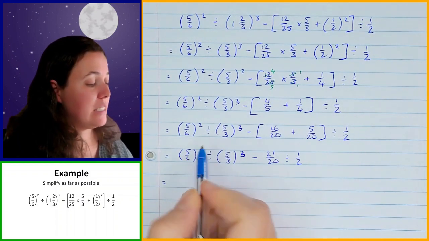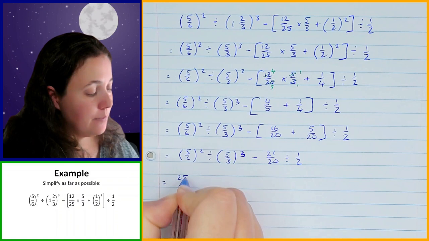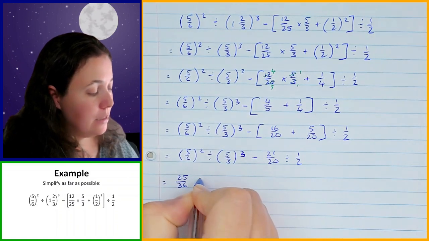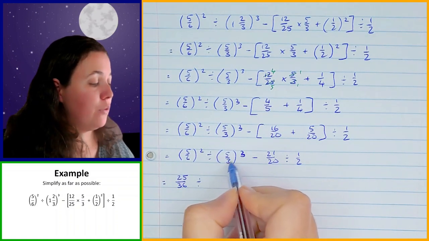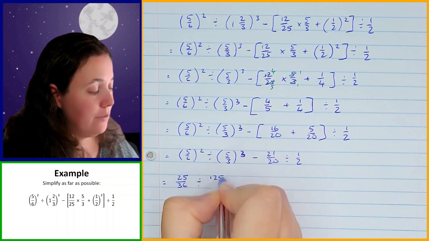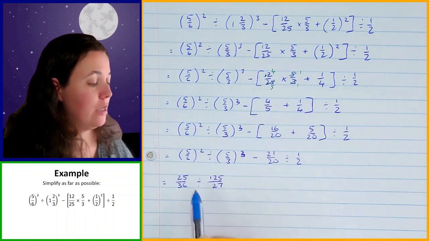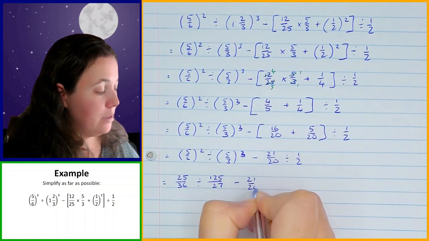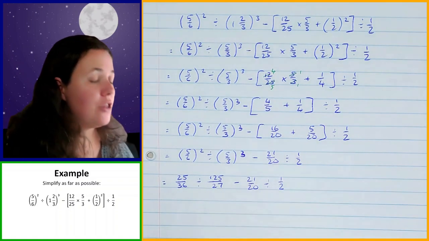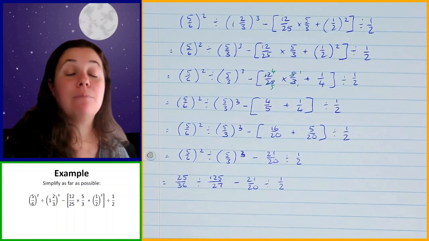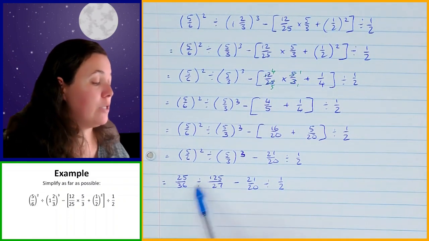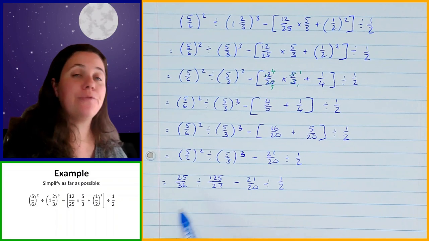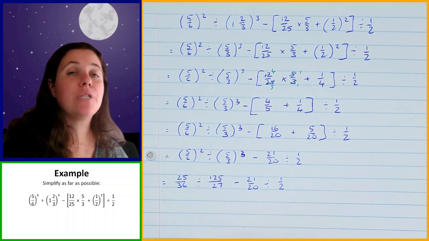So 5 over 6 squared is 25 over 36 divided by 5 over 3 cubed is 125 over 27. Okay, so now I've done my exponents. These are still staying the same for now. The next thing in BEDMAS is multiplication and division. So here I'm going to be going on to my division. Now remember, when you are dividing fractions, we need to tip and times.